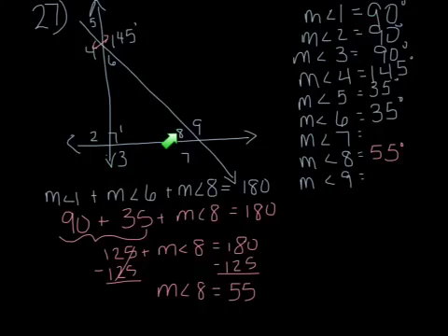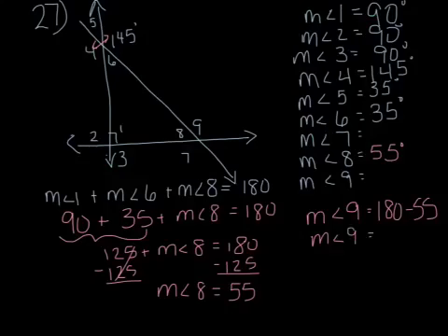Now, by having angle 8, can I find the measure of angle 7 and 9? Yes. What do I do? 180 minus that 55 to find the measure of angle 9, and 7 is 180 minus 55, which is 125. So the measure of angle 9 is 125. And what is the measure of angle 7? Why? Vertical angles. Good job with the vocabulary.